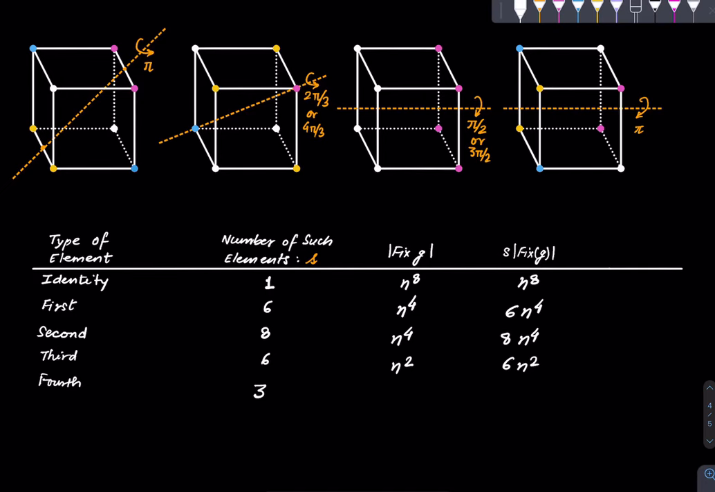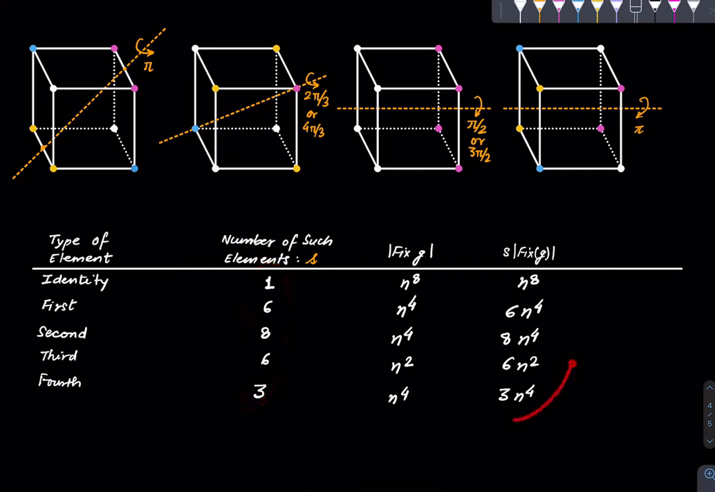And fixed G is n times n times n times n, that is n to the power 4. So that is 3n to the power 4. To check that we have accounted for all the possible elements of the group, let's just add these things. So 6 plus 8 is 14, plus 6 is 20, plus 3 is 23, plus 1 is 24. And since the size of the group is 24, this does account for all the group elements.